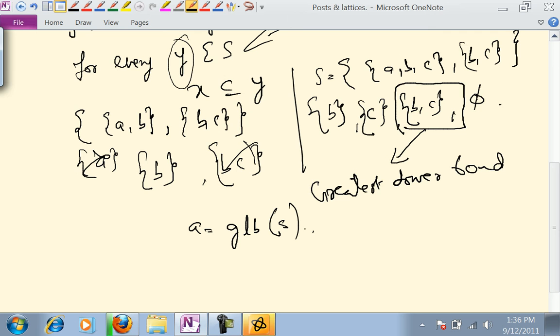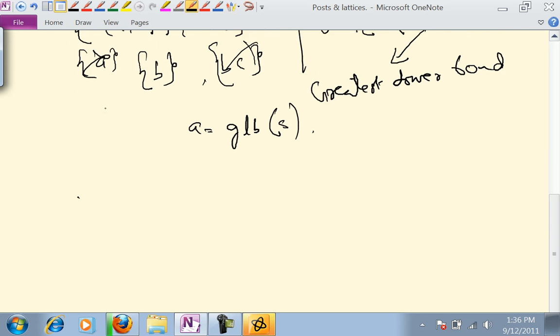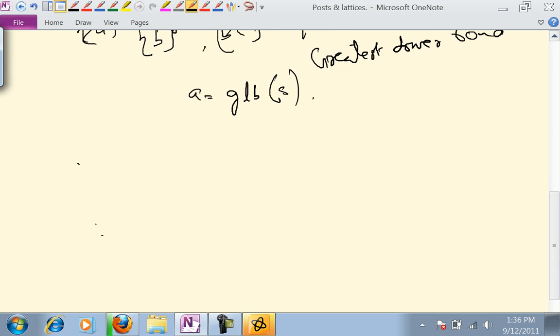So when is it possible that A is a greatest lower bound? How can I say that A is a greatest lower bound? What is the definition of a greatest lower bound? So if we define the greatest lower bound, I say an element. Should I pause it and write it?